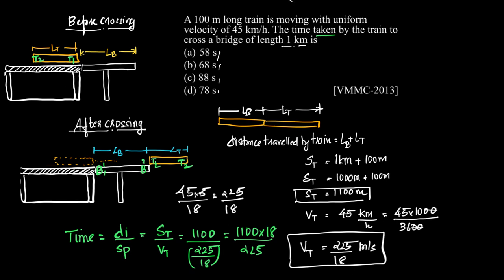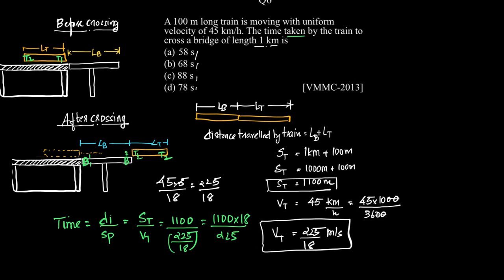Which is equal to, so if we write down the numerical once again, 1100 into 18 by 225, right? Okay, so 9 2s are 18, 22 minus 18 is 4, rest is 5, 45, 9 5s are 45, so 2 by 25.